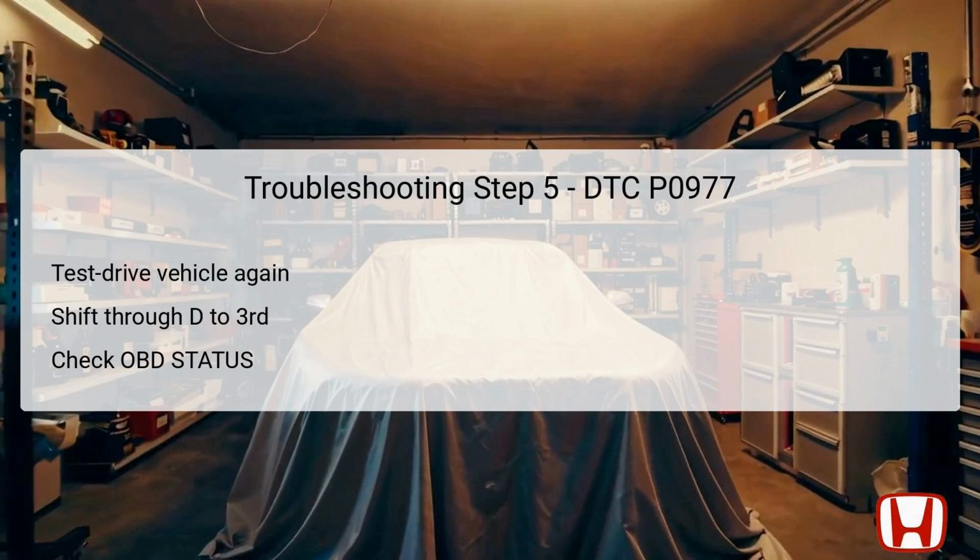Following the drive, check the OBD status for DTC P0977 in the DTCs menu on the HDS. If the HDS indicates failed, this confirms the persistent issue, and you're directed to move to the next troubleshooting steps. If it indicates passed, further inspection may be needed for loose connections or intermittent failures.